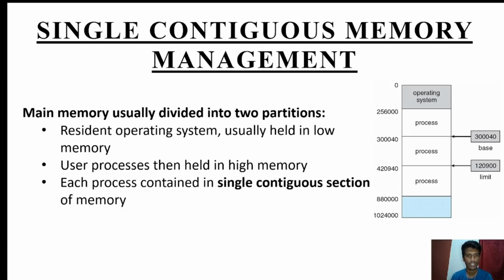One is the resident operating system, which holds the lower area of memory. Next is the user process, which is held in the higher memory. Each process is contained in a single contiguous section of memory. Both processes are present in the single contiguous memory.